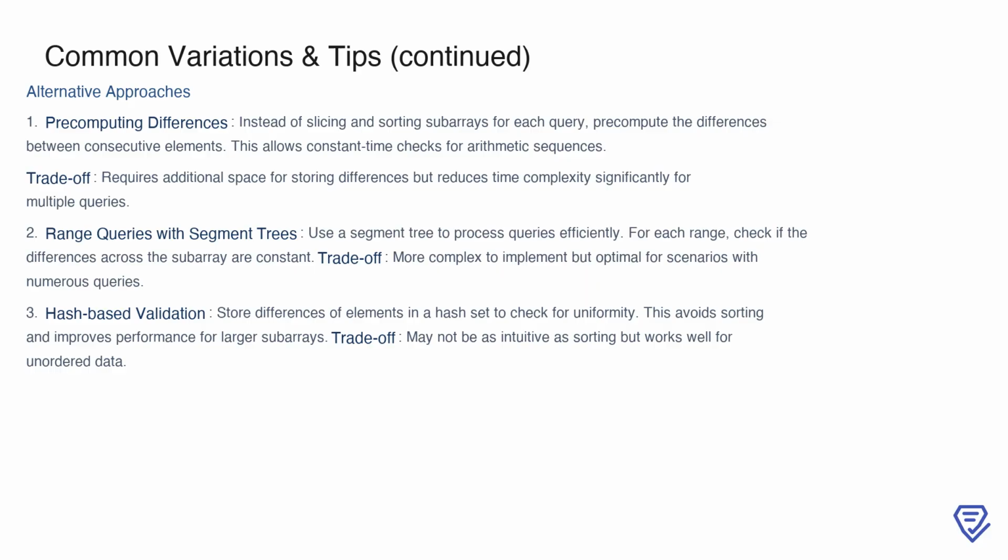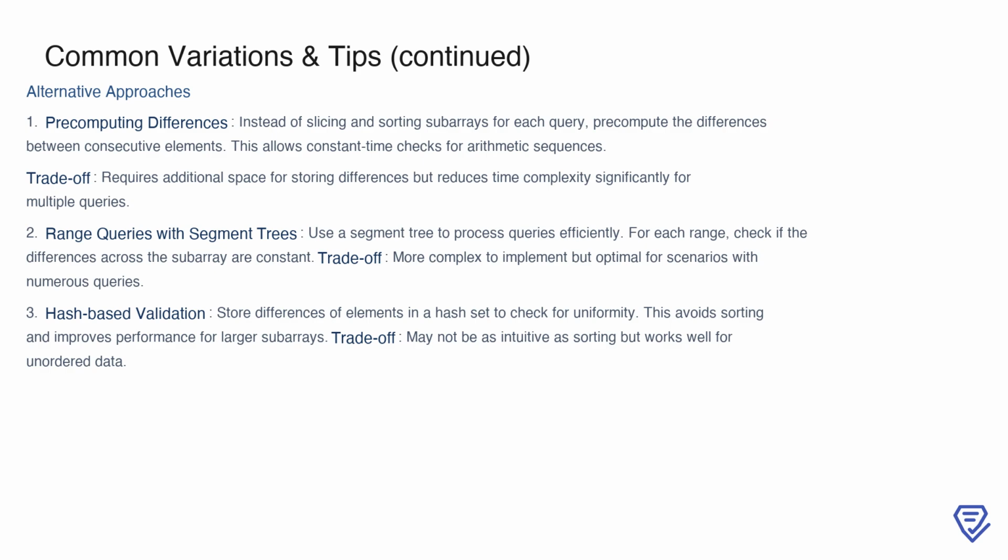There are also alternative approaches that can be valuable depending on the problem constraints. One method involves pre-computing differences. Instead of slicing and sorting subarrays for each query, you can compute the differences between consecutive elements once. This allows for constant time checks to verify if a subarray is arithmetic. The trade-off here is extra space for storing these differences, but it significantly reduces the time complexity for multiple queries.